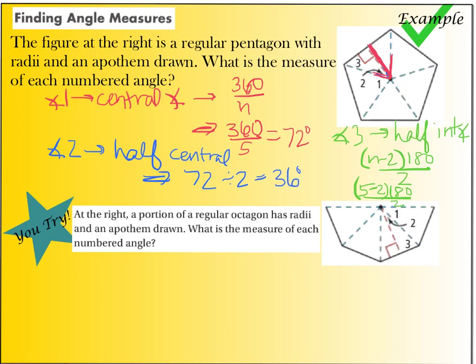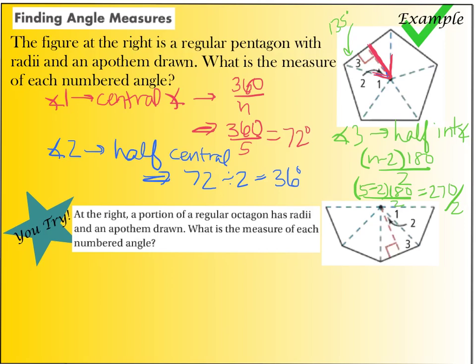That's 540 divided by 5, which is 108. But I want to cut that in half as well because I don't even want the whole interior angle. I just want half of it. So when I cut that in half, I get 54. So angle 3 is 54 degrees.